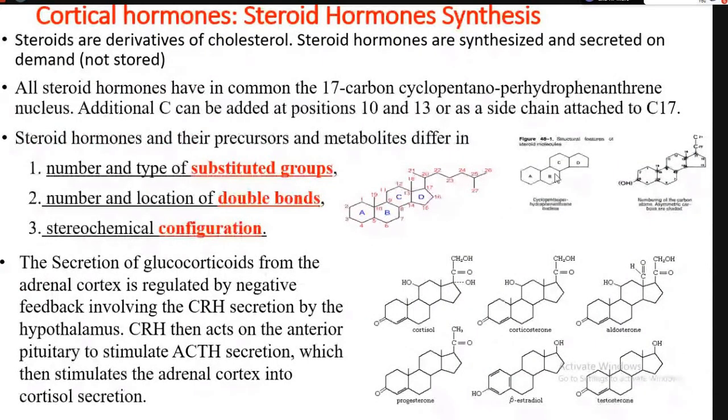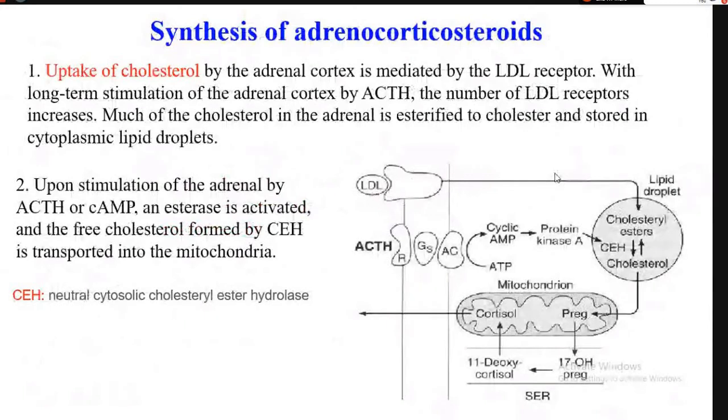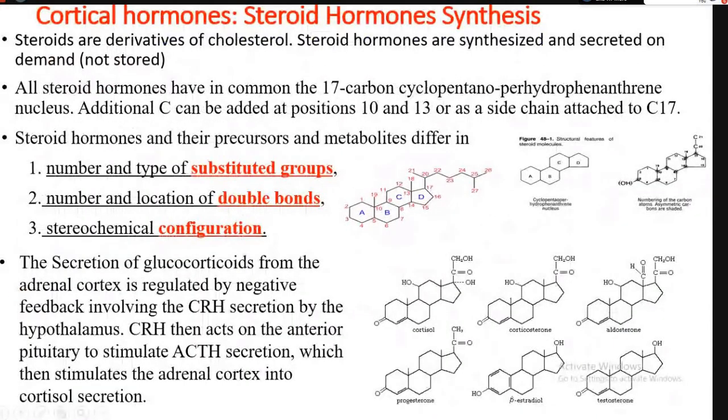So cholesterol contains 27 carbon atoms. I will ask in the viva. Okay, how many carbon atoms has cholesterol? Then you have to say in viva. Okay, 27 carbon atoms. I will ask in the viva. Nobody can escape from this. So these are the numbering of the carbon atoms, how you have.